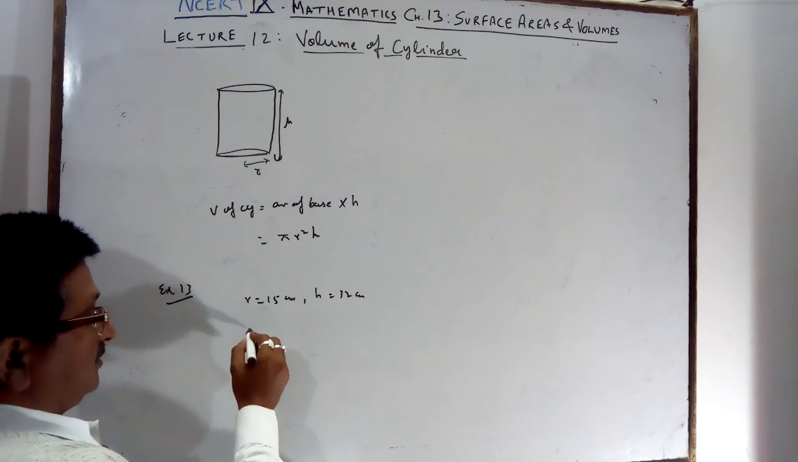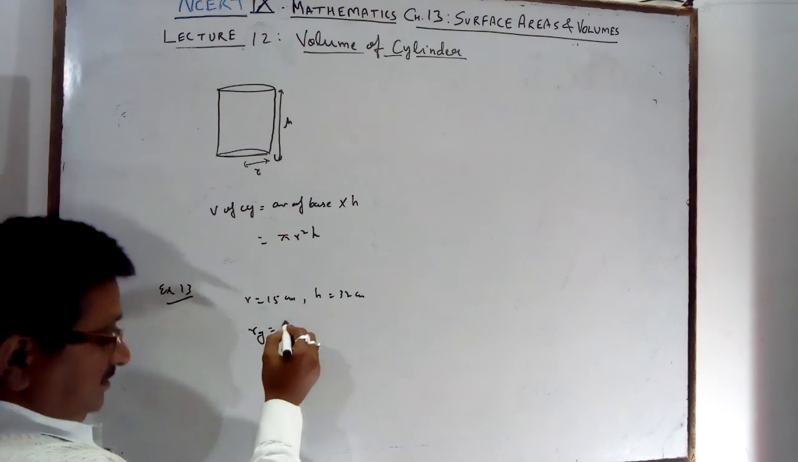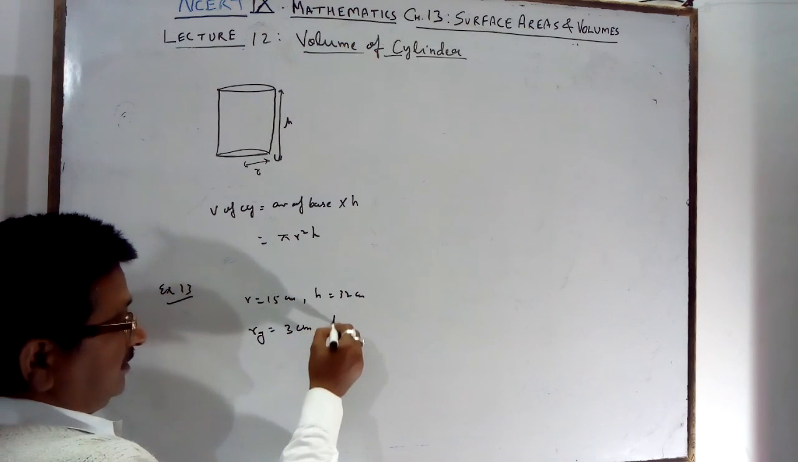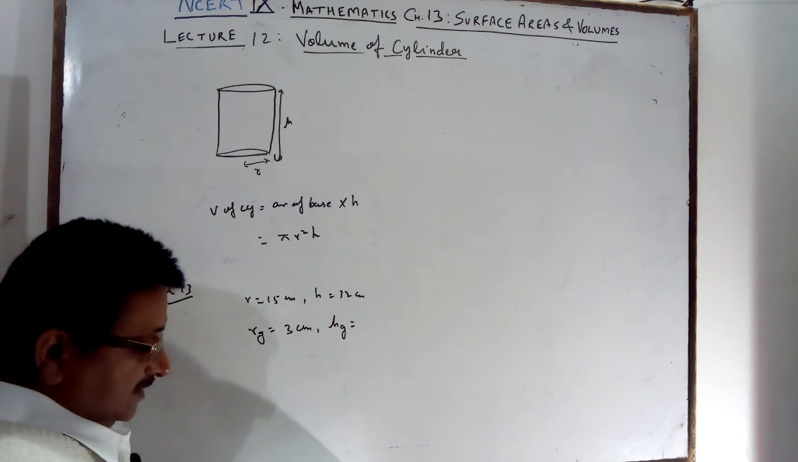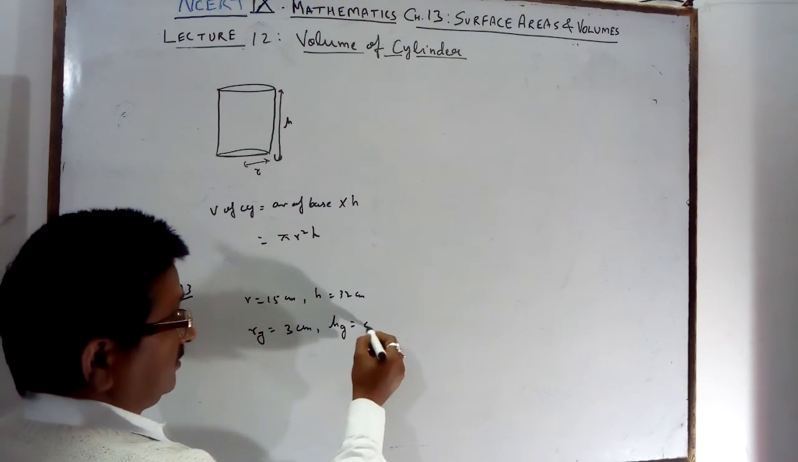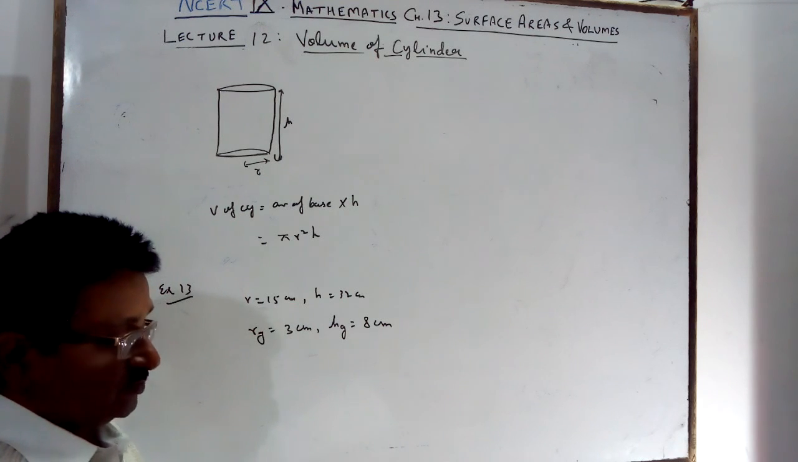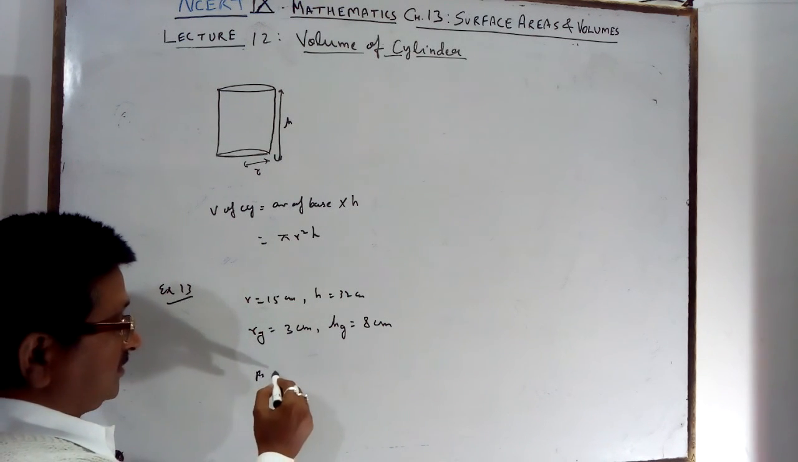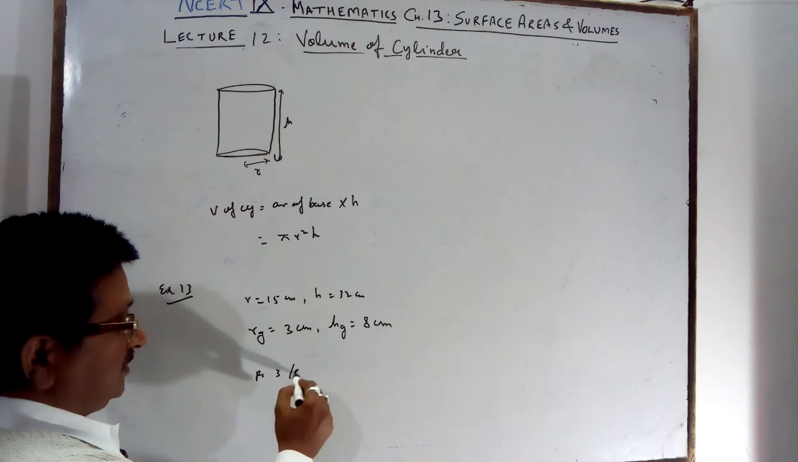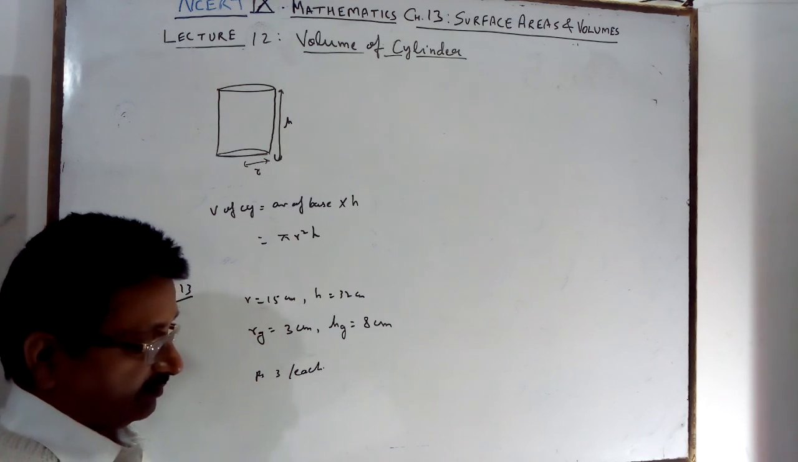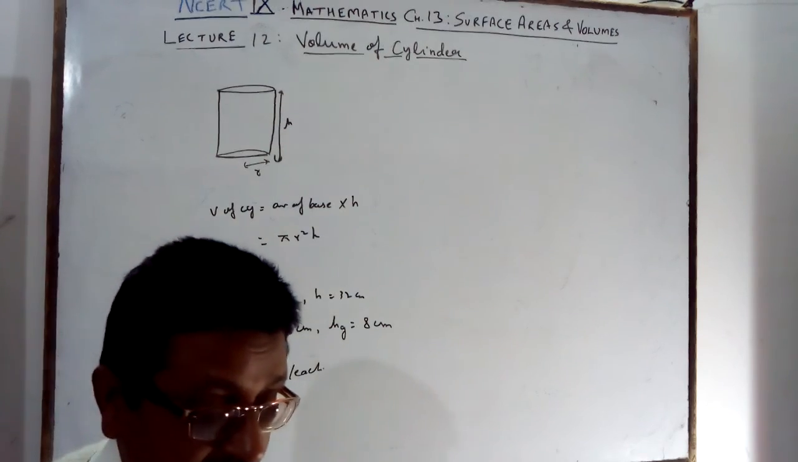He wants to distribute this juice in glasses. The radius of the glass is given as 3 centimeter and the height of the glass is 8 centimeter. He wants to sell the juice at the rate of rupees 3 each glass. So how much money do the people receive by selling the juice completely?